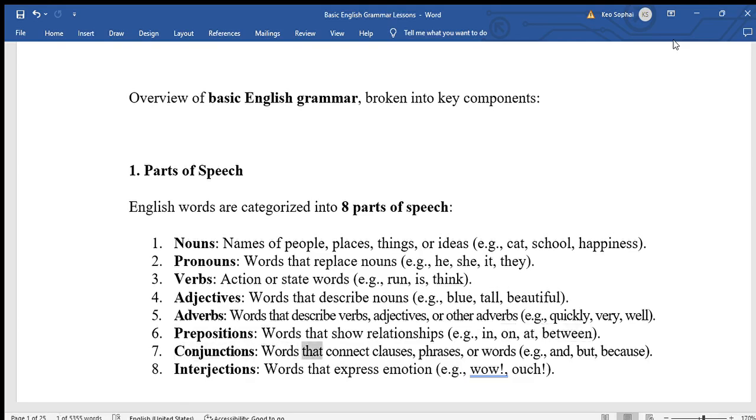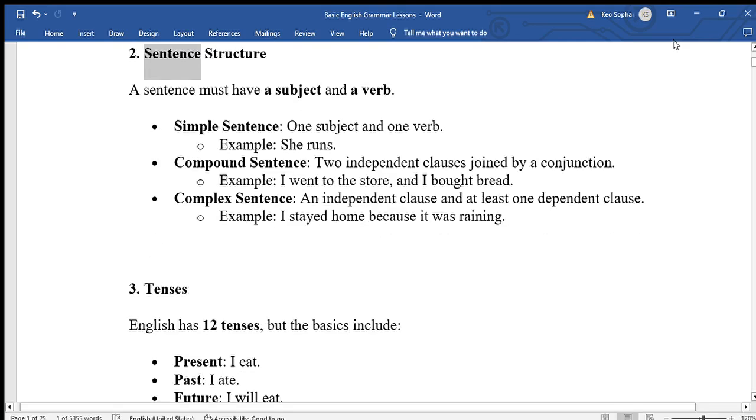Conjunctions, words that connect clauses, phrases, or words, example and, but, because. Interjections, words that express emotion, example wow, ouch. 2. Sentence structure. A sentence must have a subject and a verb.